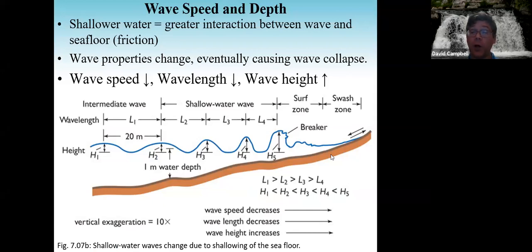Waves getting into shallow water. We know that affects those loops of the water motion. And no surprise, this affects speed as well. In shallower water, there's going to be much more friction of that wave interacting with the seafloor rather than just going over other water. And friction slows things down. So our wave speed will decrease.